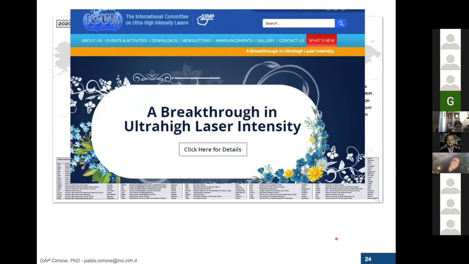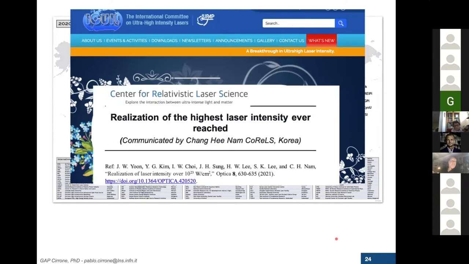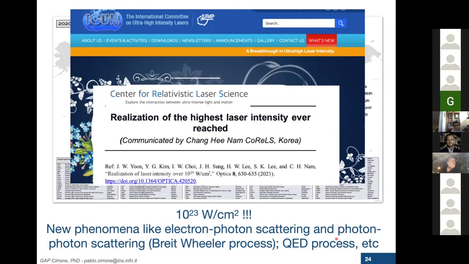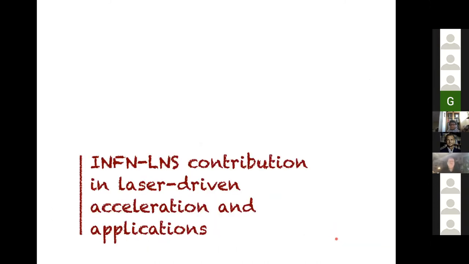There was a recent breakthrough from the South Korean colleagues, who were able last year to obtain, with the 4 petawatt laser installed there, the highest intensity reached up to now, that is 10^23 watt per centimeter square. With a particular setup, they were able to increase the contrast, and they were able to reach this very high intensity that surely opened a new possibility for study.